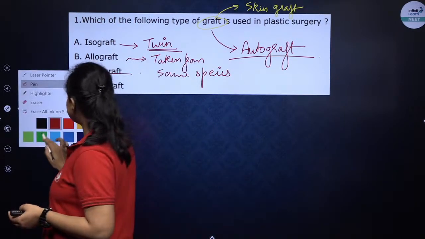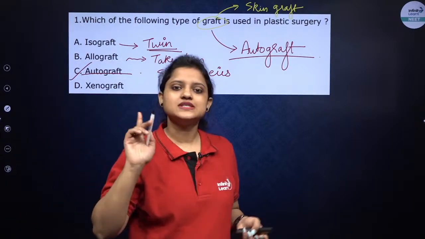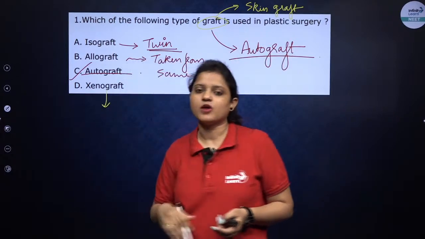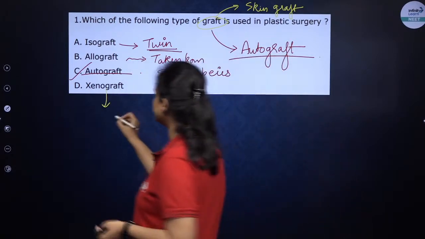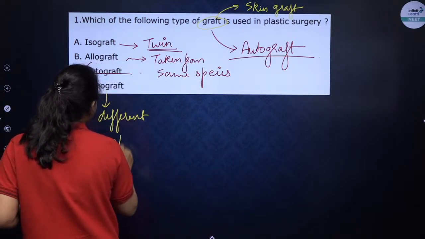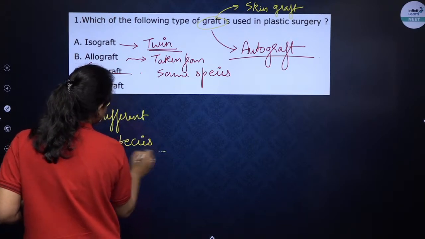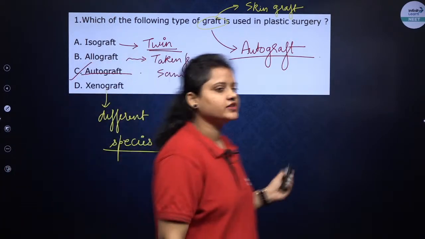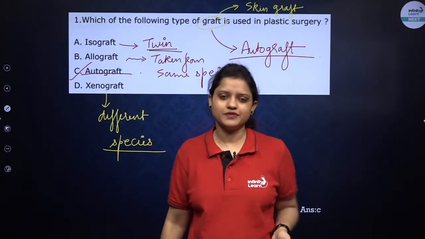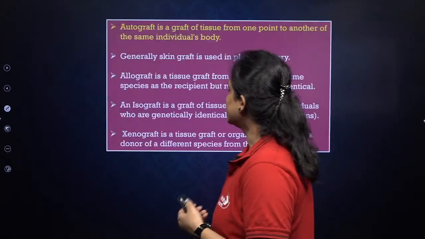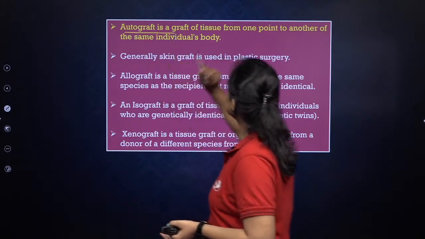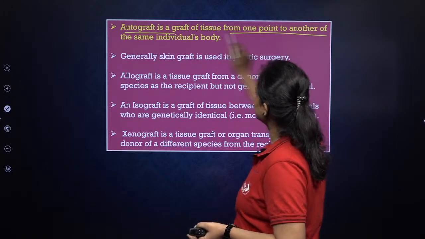Now coming to xenograft. Xenograft is taken from an individual of a different species. Very important, note it down everybody. So the correct option for this question will be C, that is autograft. Understood everyone? Before we move on to our next question, let's understand that autograft is a graft of tissue from one point to another of the same individual.